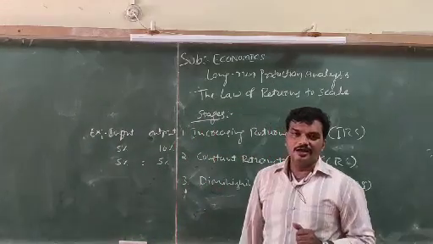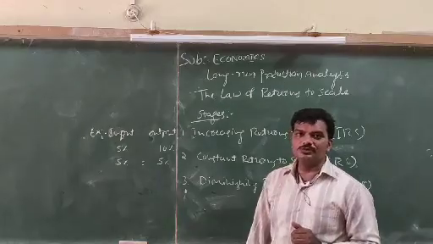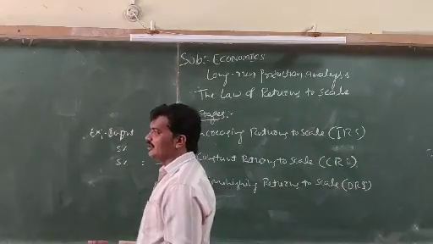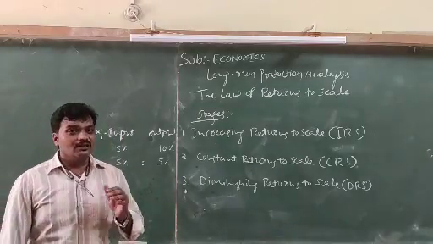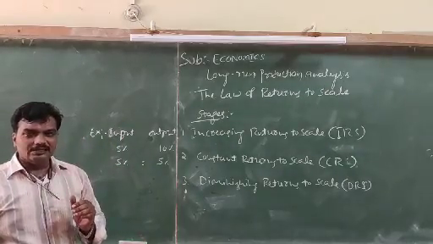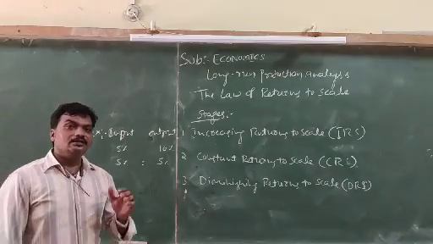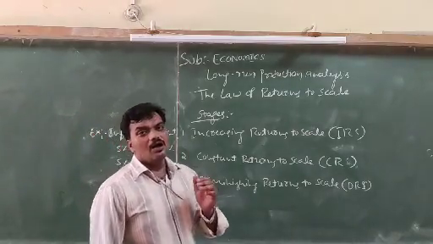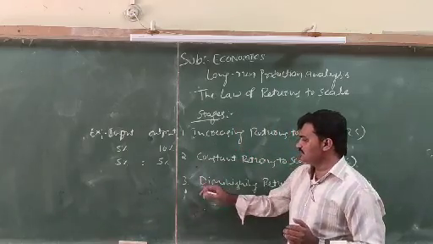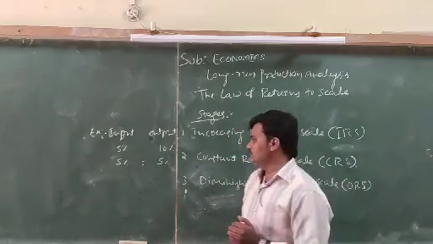Then the third stage, diminishing returns to scale. Diminishing means decreasing. The output increases at a decreasing rate. The rate of change is decreasing here. The output increases at a lower rate than the rate of increase in all inputs. That stage is known as diminishing returns to scale.